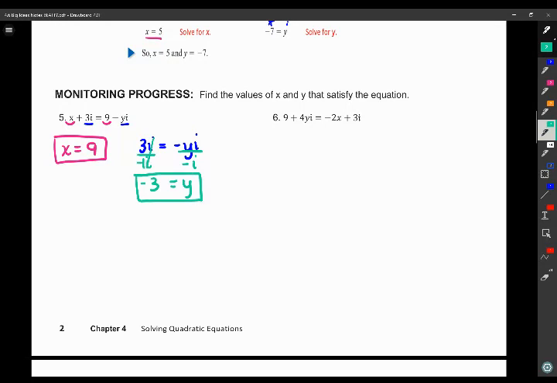When I look at 6, it's the same idea. I go real to real. So this is the real part, and I know that because it's in standard form. So I'm going to go 9 equals negative 2x.